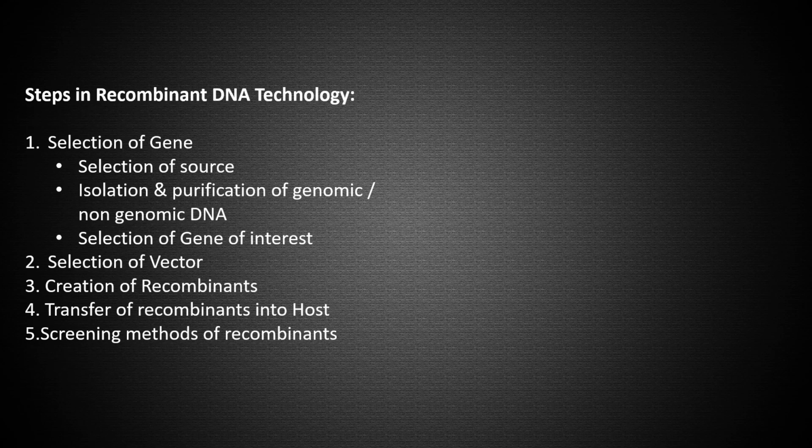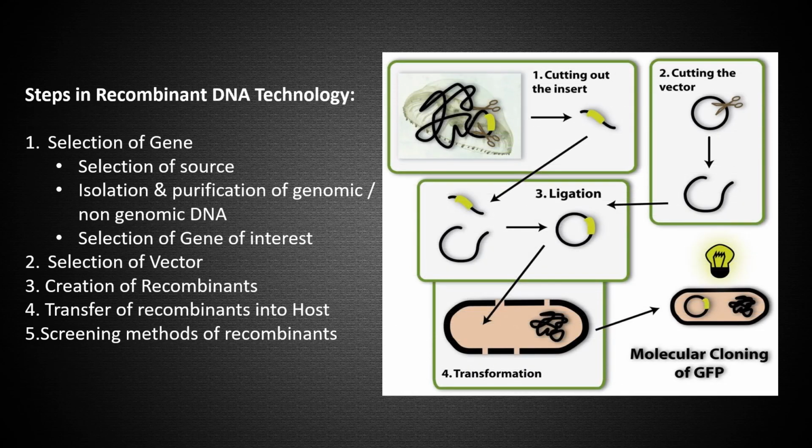Now let's discuss about steps involved in recombinant DNA technology. There are 5 steps involved in recombinant DNA technology. First step is selection of gene. That is, we have to select our gene of interest. So, we need to find and select a source where our gene of interest is present. Next, we need to isolate the genome from that particular host. From that whole genome, we need to find our gene of interest. To isolate gene of interest from genome, we use restriction enzymes which cut at specific restriction sites.